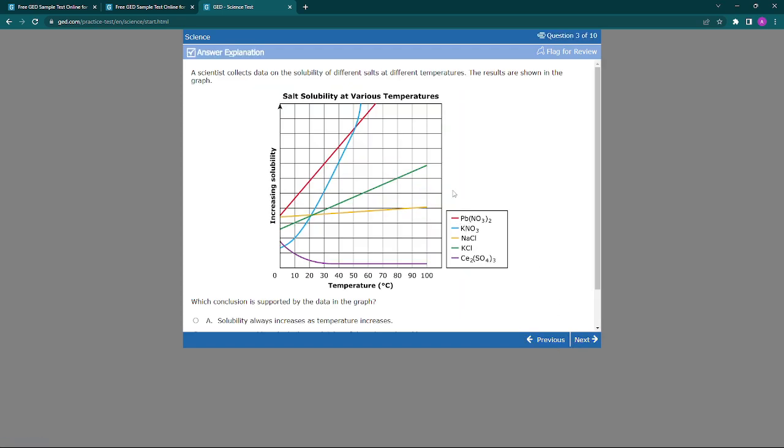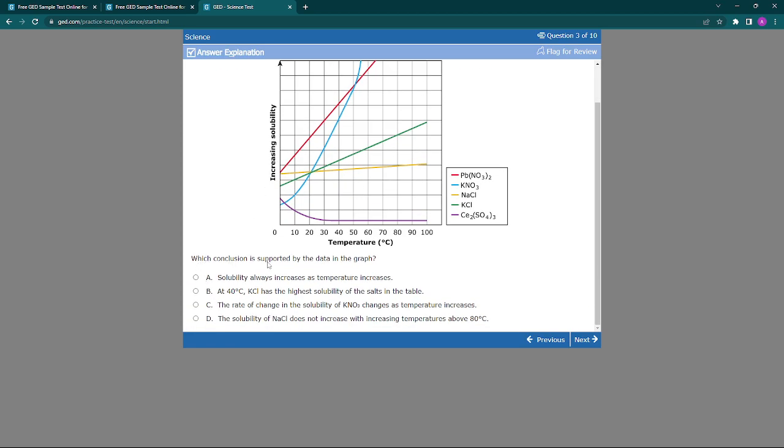No. Okay. The scientist collects data on the solubility of different salts at different temperatures. The results are shown in the graph. So solubility is like how much they dissolve or melt. So I believe, at least in this point, at different temperatures. So that's like, I want to say, turning to a liquid or melting.